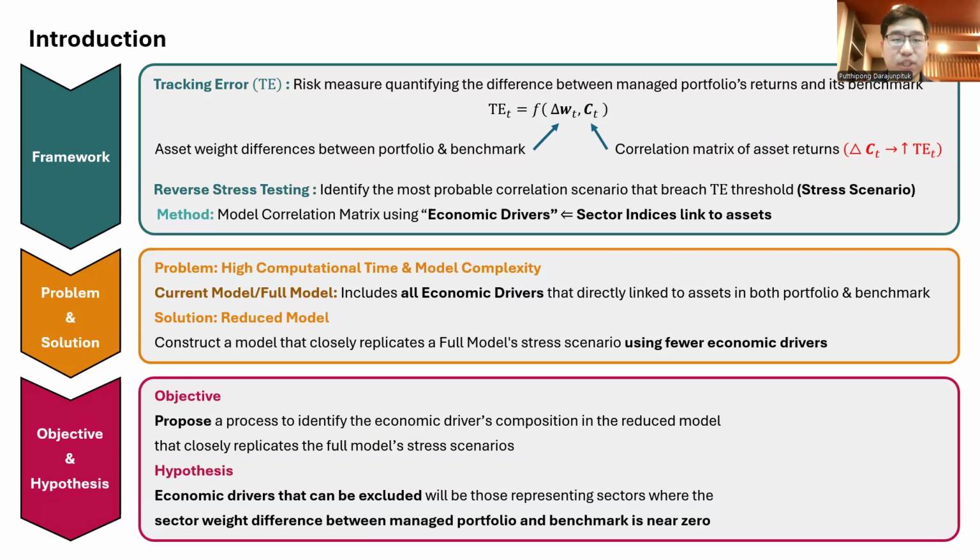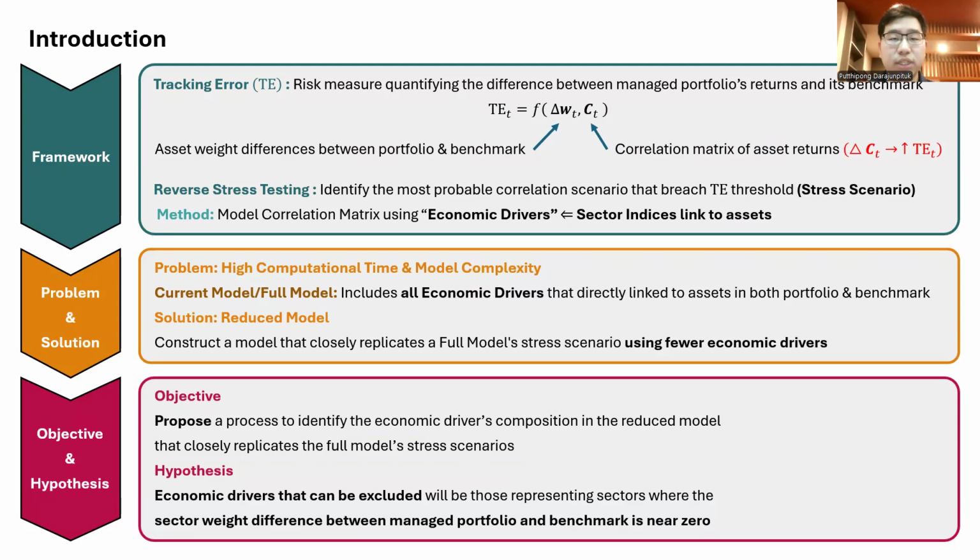factor model framework for analyzing tracking error. Tracking error is a risk measure quantifying the difference between managed portfolio return and its benchmark, which are driven by two main components: the asset weight difference between the portfolio and benchmark, and the correlation matrix of asset return. Meaning that if there are sudden shifts in the correlation, it can lead to spike in tracking error.